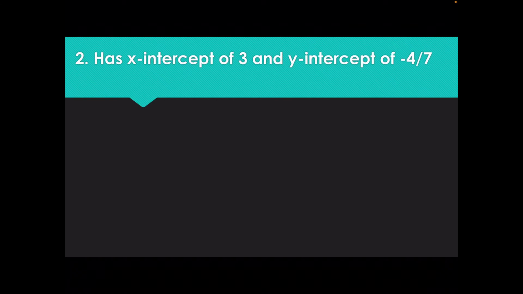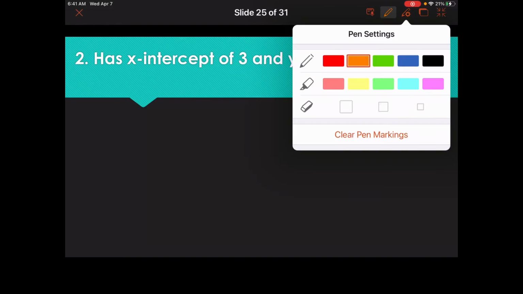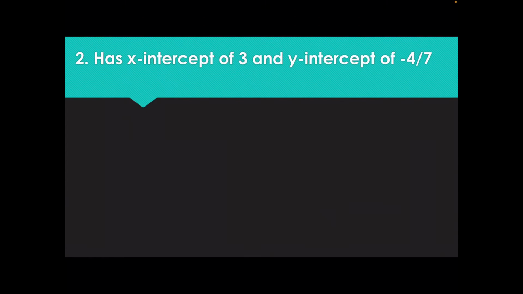Question number 2. Has x-intercept of 3 and y-intercept of -4 over 7? Okay, so in this case, our a is 3 and our b is -4 over 7. So that would be x over a plus y over b is equal to 1. Okay, so it's x over 3 plus y over -4 over 7 is equal to 1.